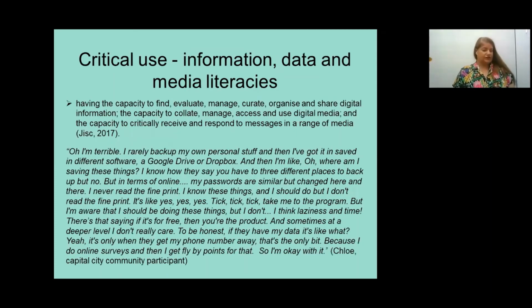Critical use, according to JISC, is having the capacity to find, evaluate, manage, curate, organise and share digital information, the capacity to collate, manage, access and use digital media, and the capacity to critically receive and respond to messages in a range of media. When asked about how they find information, all participants responded with the word Google, while other search engines were mentioned, such as Bing and DuckDuckGo. All participants indicated they preferred and consistently used Google to find information online.